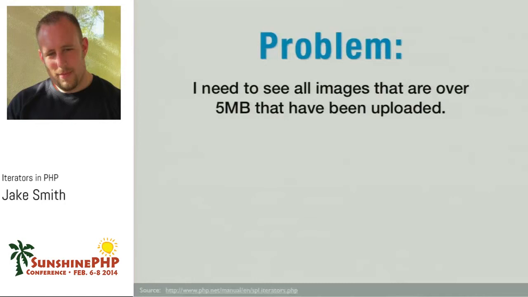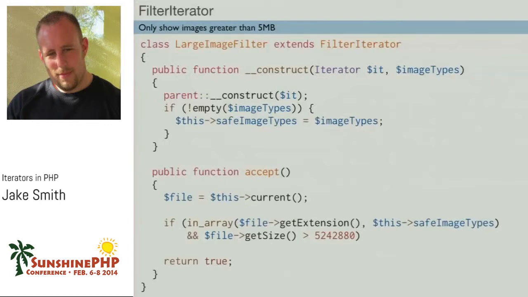So let's say I need to see all the images that are greater than 5 megs. This is just another example of using the filter iterator. I have my image types, so it's kind of like a whitelist, and then I'm checking on the current element we're working on in our iteration. Checking the extension because we have an SPL file info. Is it a safe image? Is the size greater than 5 megs? Okay, cool, return it.